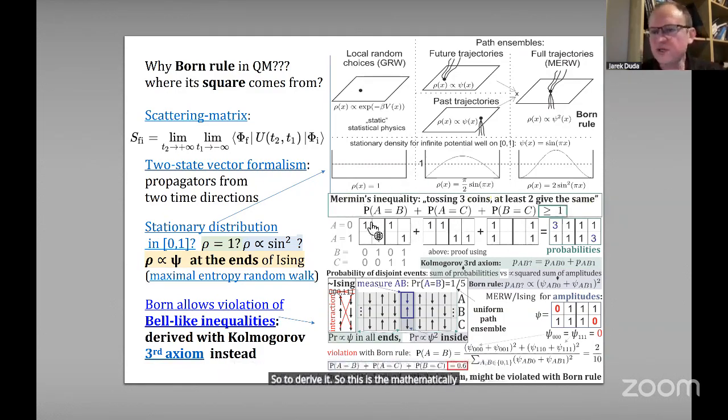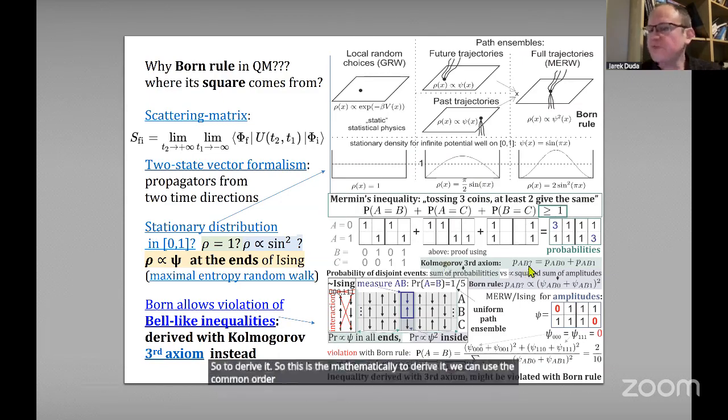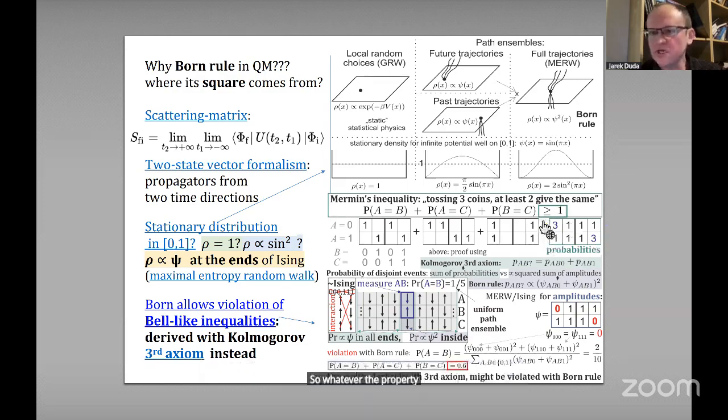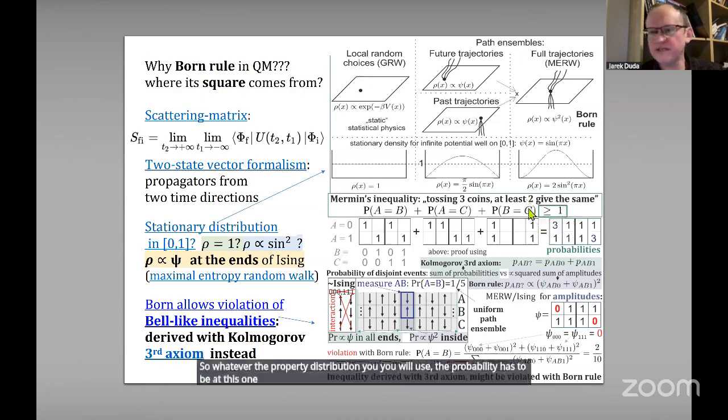To derive it, we can use the Kolmogorov third axiom, that the probability of an alternative of disjoint events is the sum of probabilities. This is very intuitive, and using it, we write what is this scenario, this scenario, this scenario. Summing it, we get everywhere at least one. So whatever joint probability distribution you use, the probability has to be at least one. So we trivially get this inequality from the Kolmogorov third axiom.